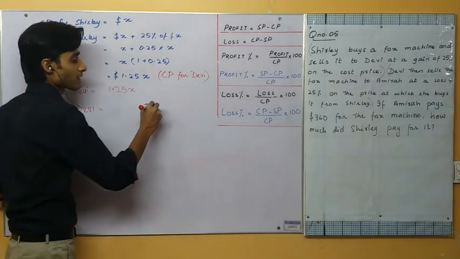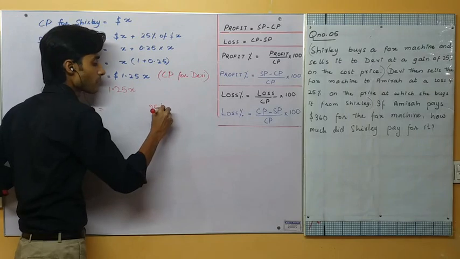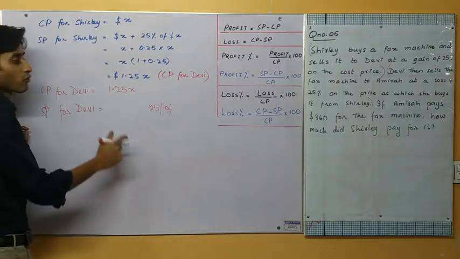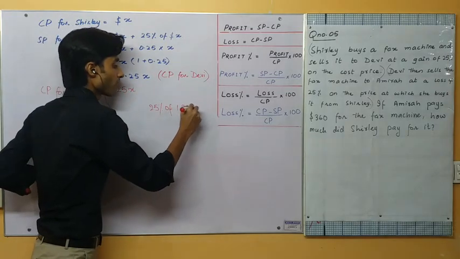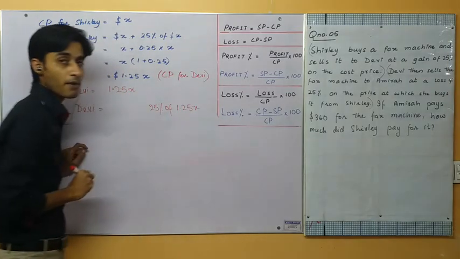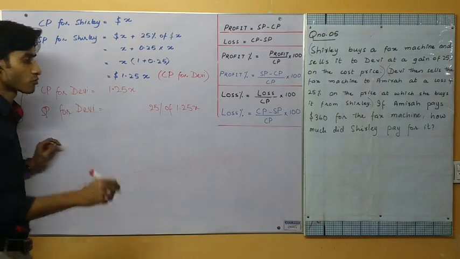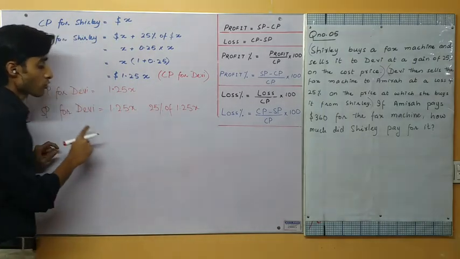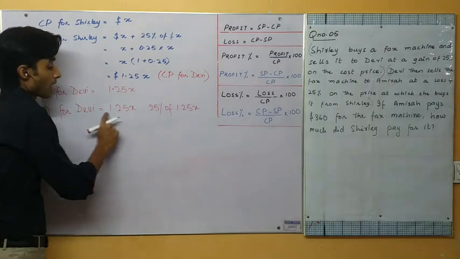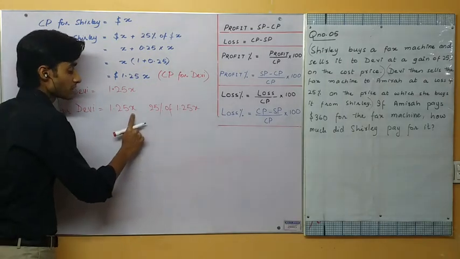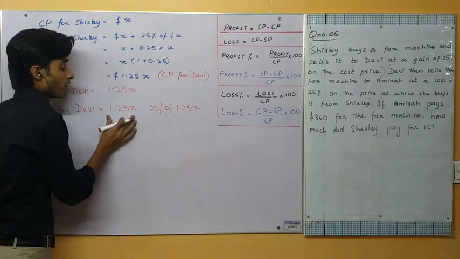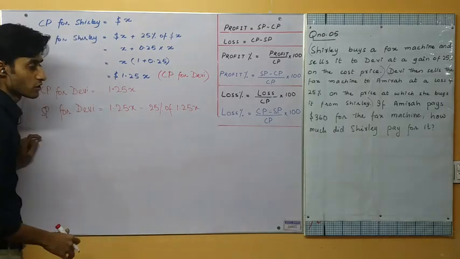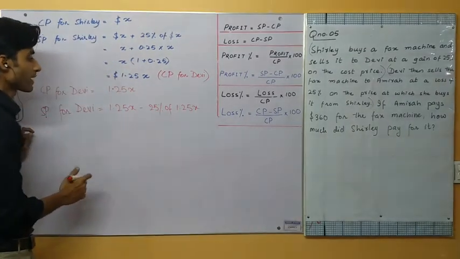So what is that loss? That loss is 25% of the cost price that she had. And what is the cost price? It is 1.25 of x. This is the amount that she will lose from the original cost price. What was the original cost price? 1.25x. She is not selling it for this, she is selling it for 1.25 times x minus 25% of the cost price that she had. So this is the selling price for Devi.